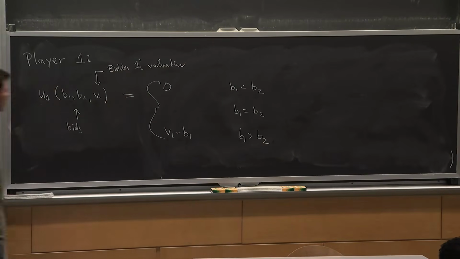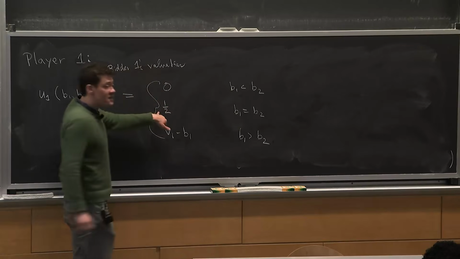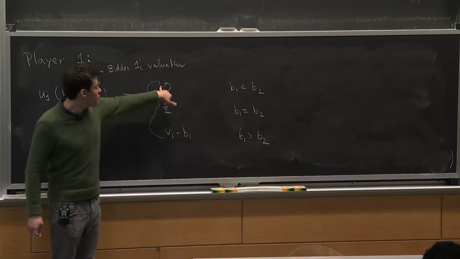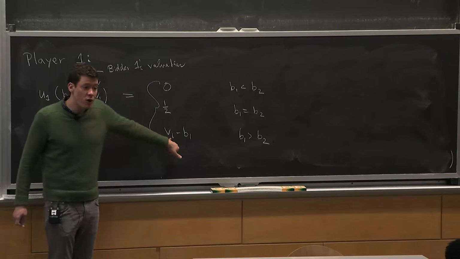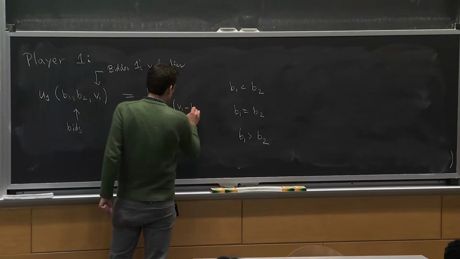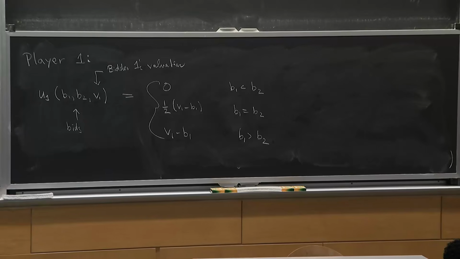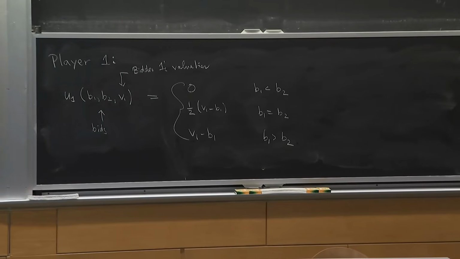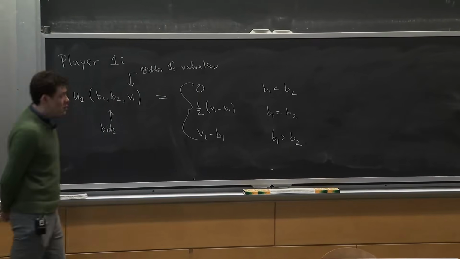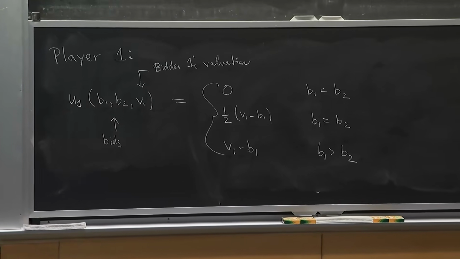So what is player one's expected payoff going to be in this case? Exactly, right? So there's a half chance they win the coin flip. If they lose the coin flip, they get 0. If they win the coin flip, they get this payoff. So we just get V1 minus B1. Okay. How we model that probably doesn't matter too much, I suppose, since it's continuous.